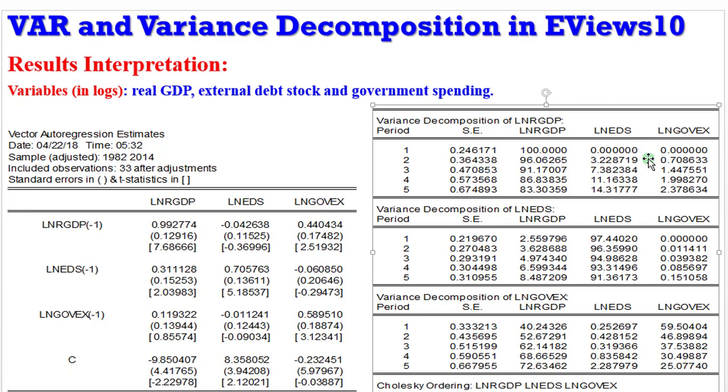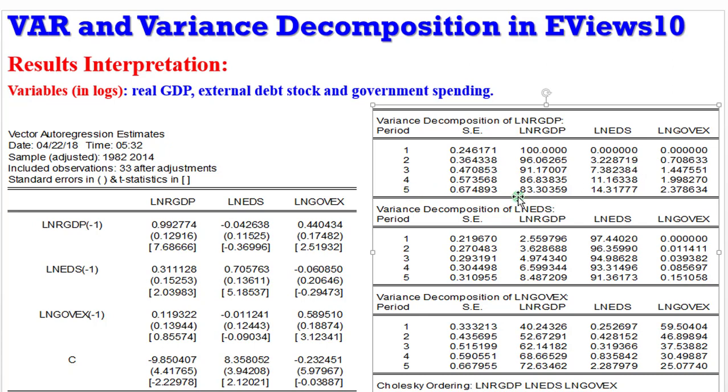In that case, those variables have strong exogenous impact. Exogenous in the sense that they do not influence real GDP at all in the short run. Even looking at year 2, influences from external debt stock and government expenditure is barely 4%. So again, those two variables exhibit strong exogeneity. That is, they have weak influence in predicting real GDP in the future.